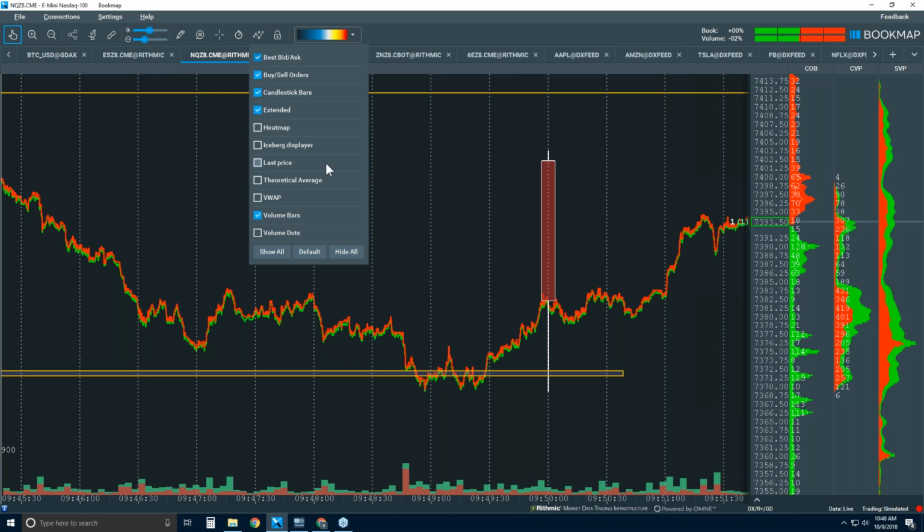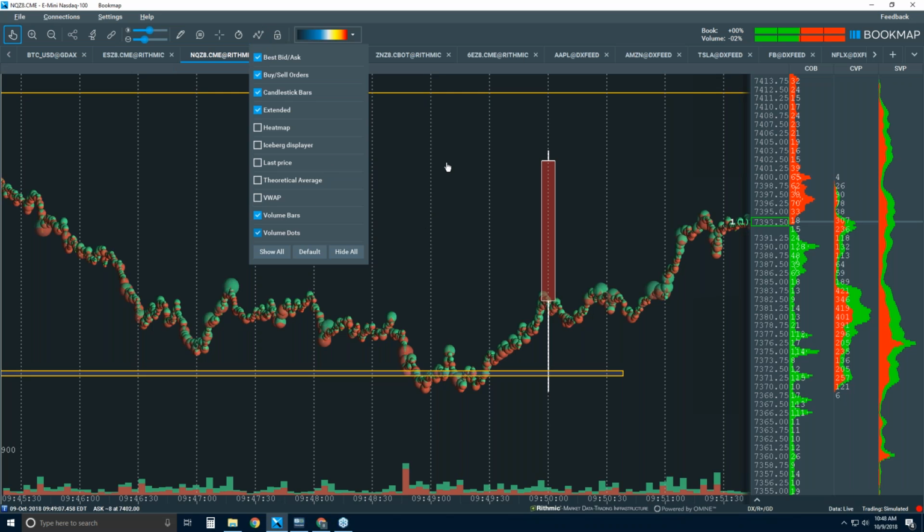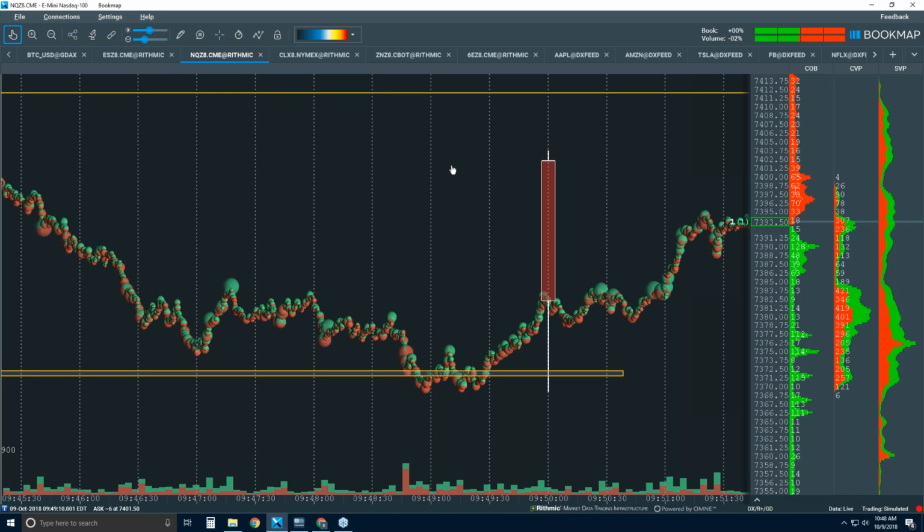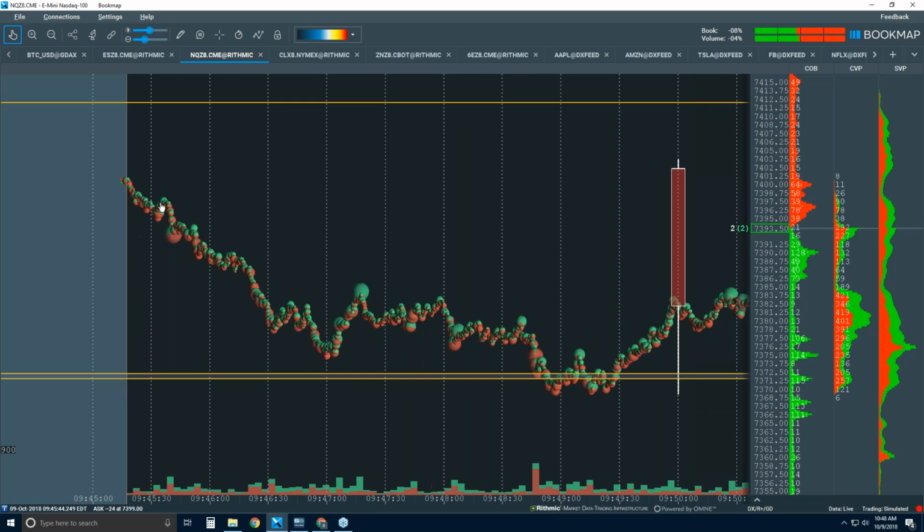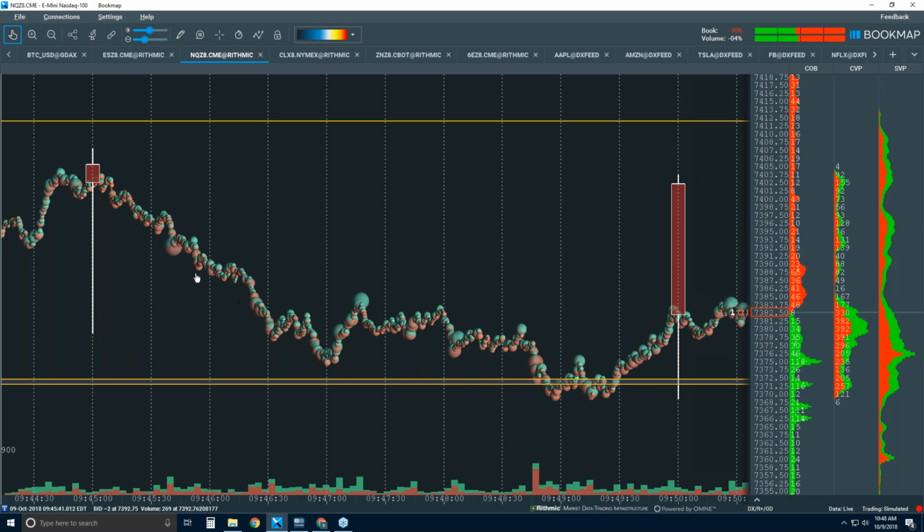Let's throw the volume on here so we can really start to see the details. See how the volume picked up here on the buy side. These green dots are aggressive market buy orders, right? And they're lifting the offer. On the way down here, you see sellers, not too many actually. It's just kind of dribbling down here.